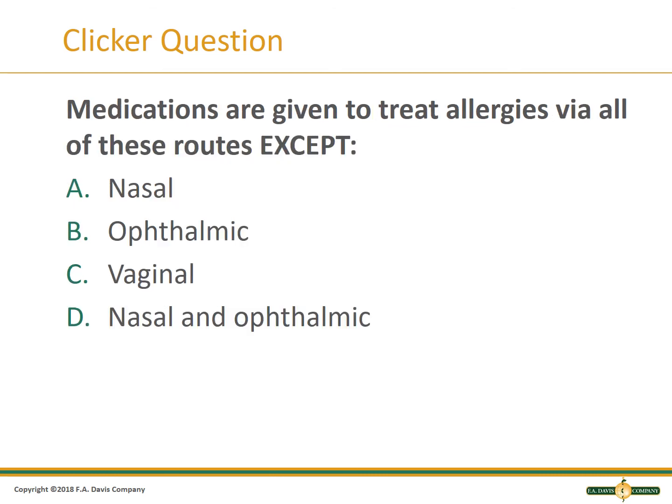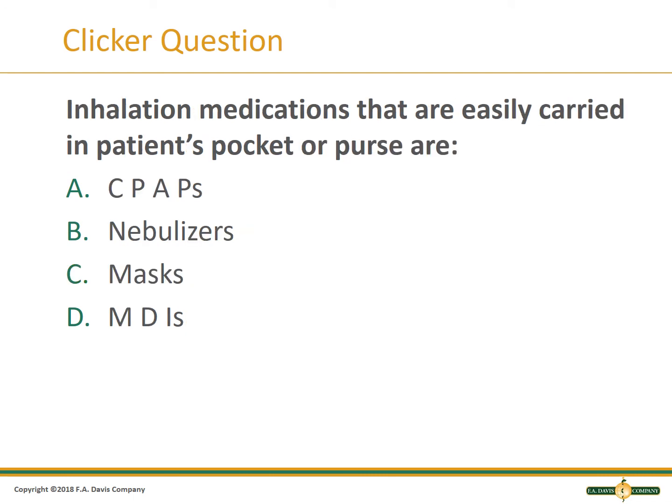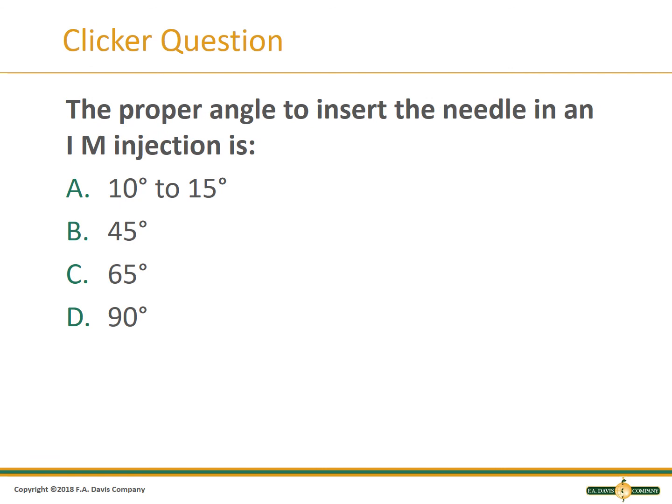Medications are given to treat allergies via all of these routes except... the answer is C, vaginal. Inhalation medications that are easily carried in a patient's pocket or purse are... The answer is D, the metered dose inhalers, the little small things. The proper angle to insert the needle in an IM injection is... remember, in an intramuscular, it's 90 degrees.